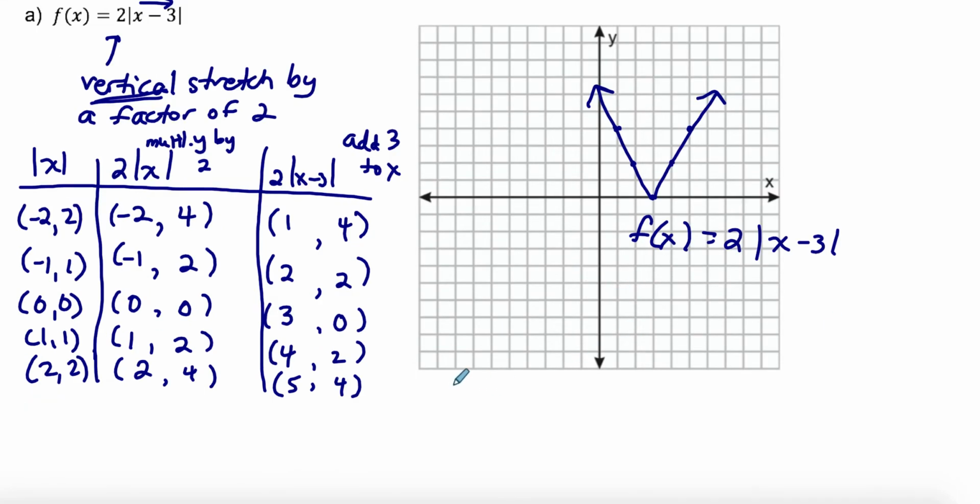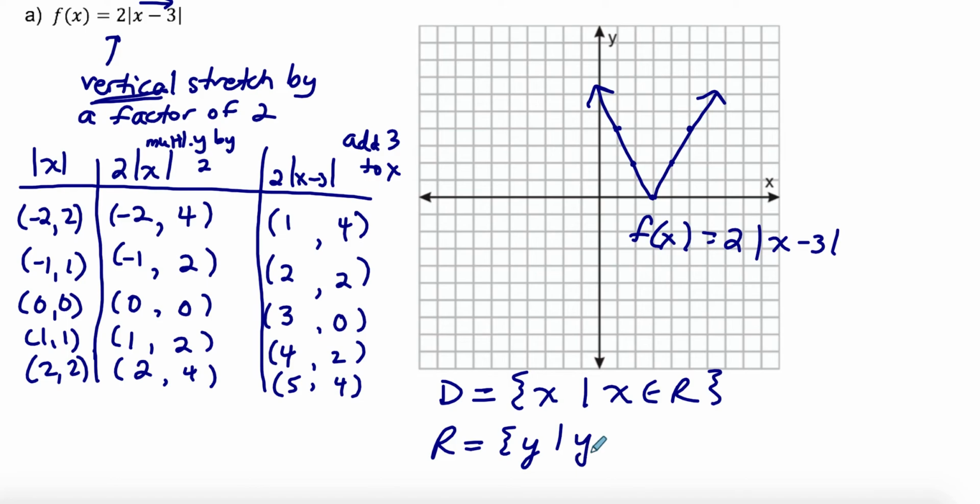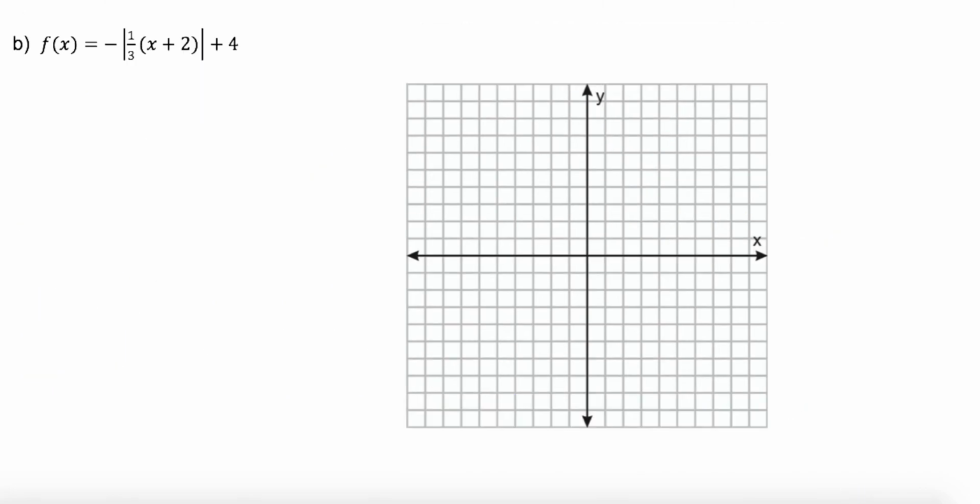So the domain of this function is the set of x such that x is an element of all real numbers because it's going to go all the way to the left and all the way to the right. The range vertically is the set of y. In this case, y is just greater than or equal to 0 again, and y is an element of all real numbers.